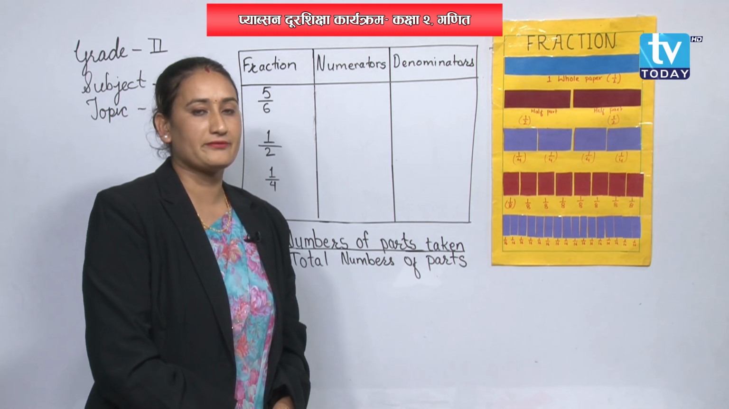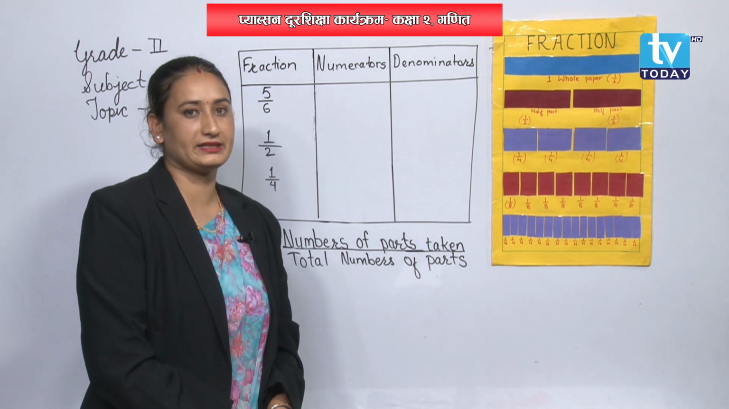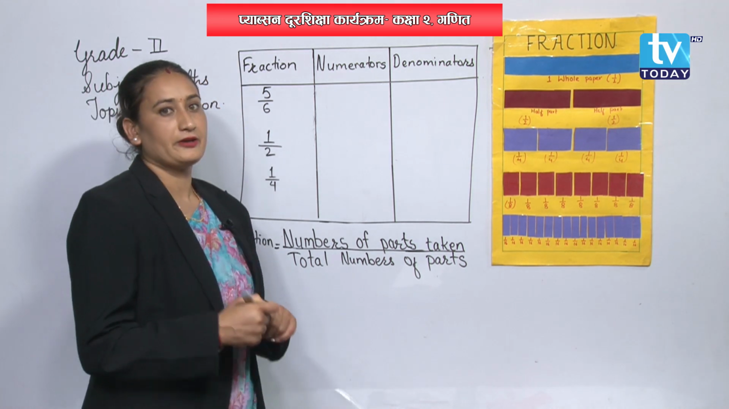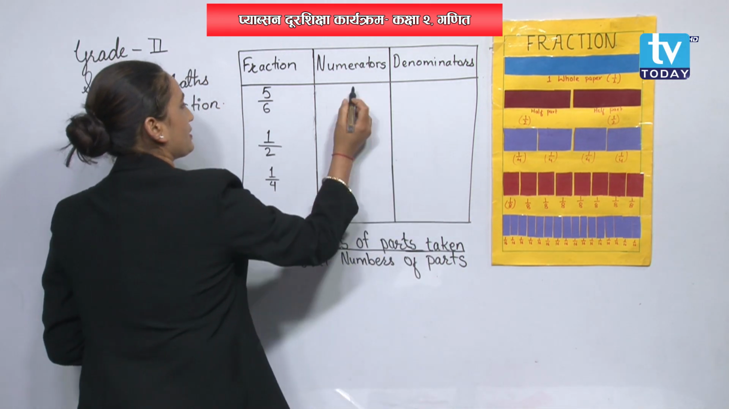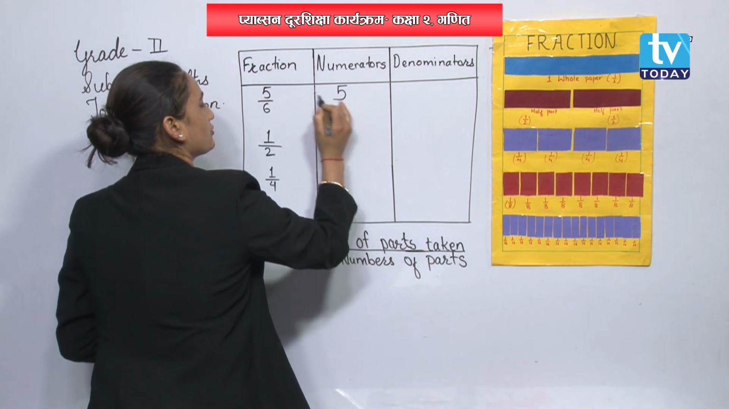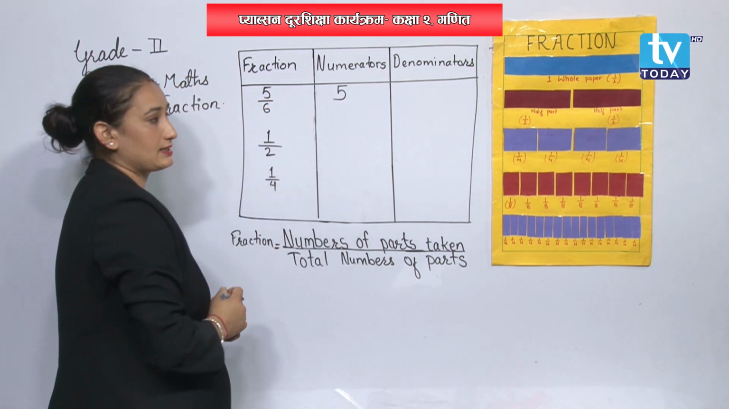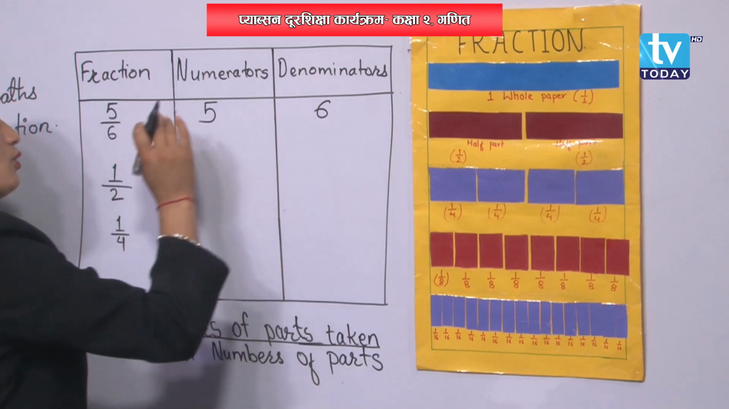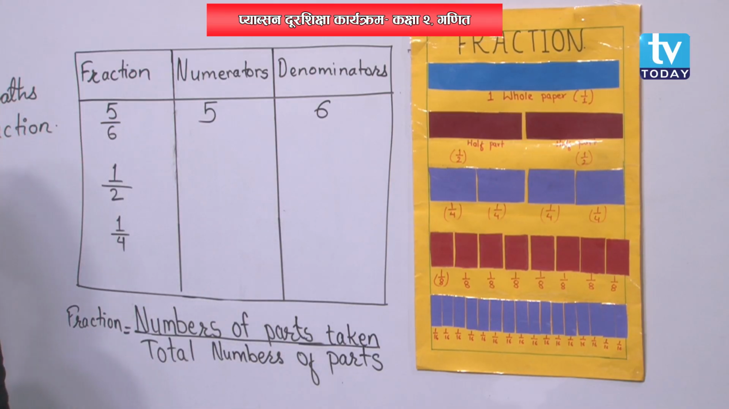What to do for 5 by 6? Can we separate it? Okay, let's separate. 5 we have to write in place of numerators. Let's write it over here, and 6 over here. What is the meaning of 5 by 6?